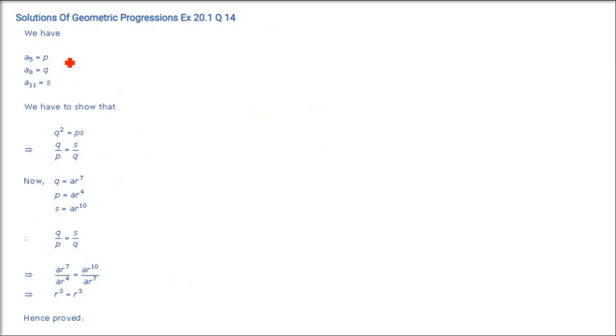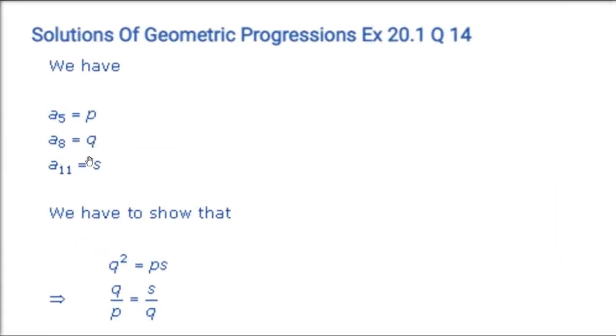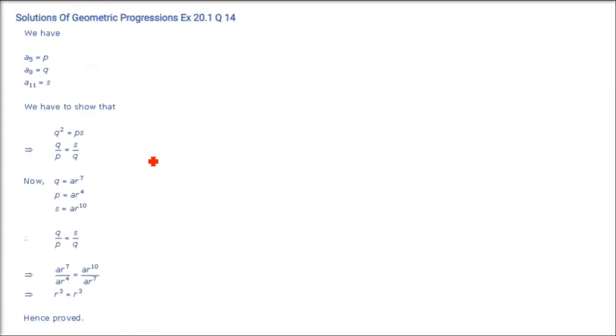If the 5th, 8th and 11th terms of a GP are P, Q and S, we need to prove Q square equals PS. A5 is P, A8 is Q, A11 is S. Q square equals PS. So you can write it as Q dot Q equals PS, and now you can write this as Q by P equals S by Q.